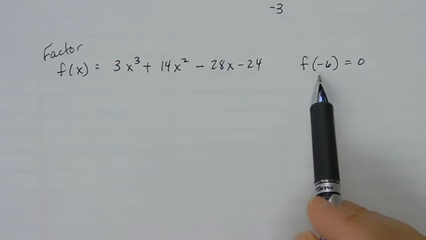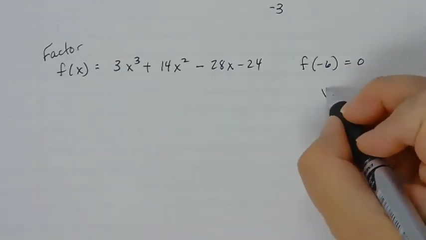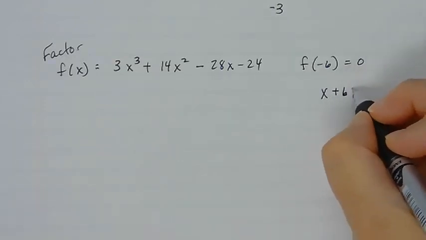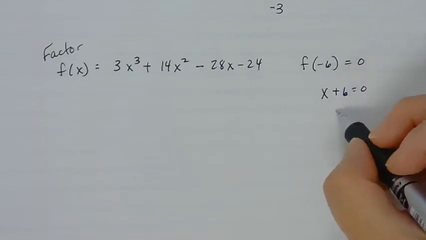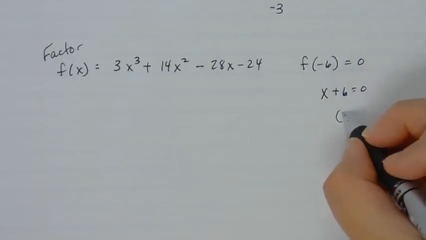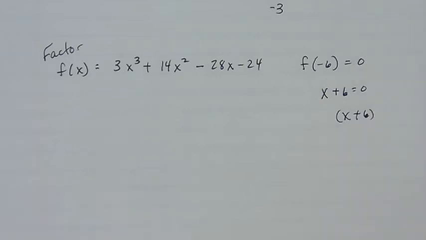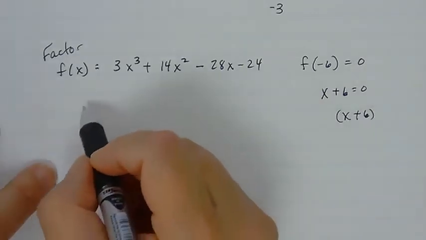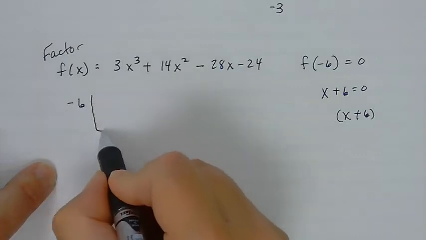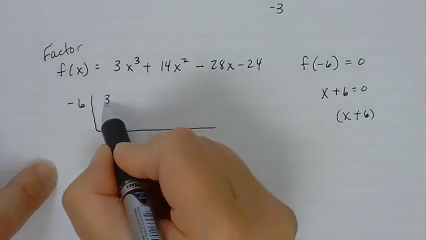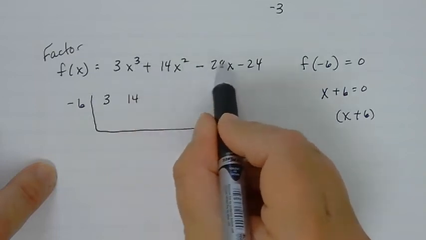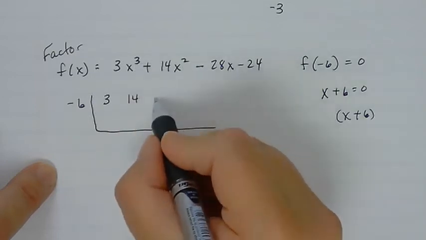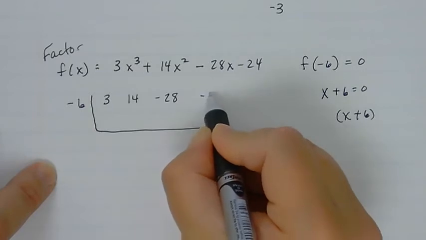All right, because I know that -6 is one of the zeros, that means that x plus 6 has to equal 0. So that makes x plus 6 one of the factors. So in my synthetic division box, I'm going to put -6, and divide that into 3, 14, let's see here, I've got cubed, squared, to the first, and no constant hole, so I don't have any holes.